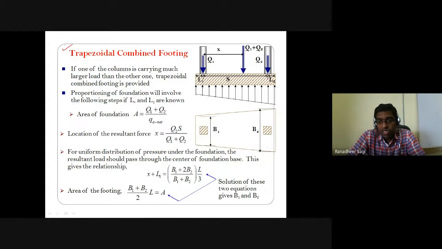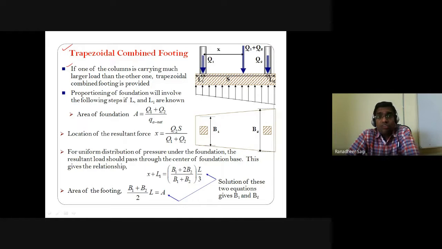Here, the dimensions of the trapezoidal combined footing are the length of the combined footing, the smaller width of that trapezoidal footing, and the larger width of that trapezoidal footing. So all that we have to clearly understand. So when do we go for this trapezoidal combined footing?